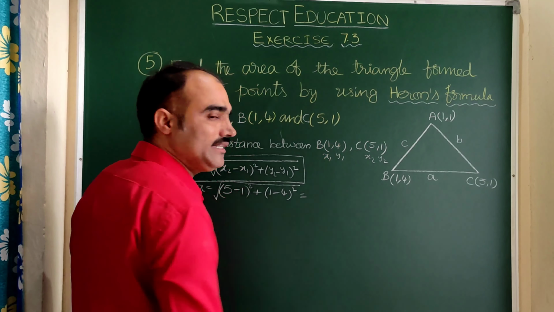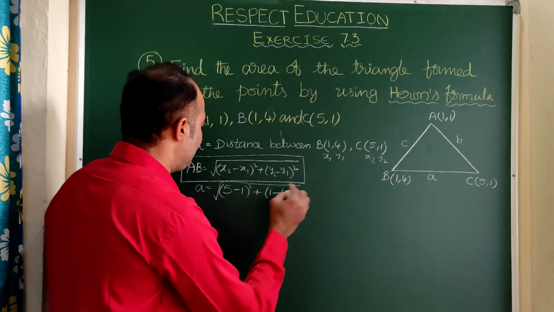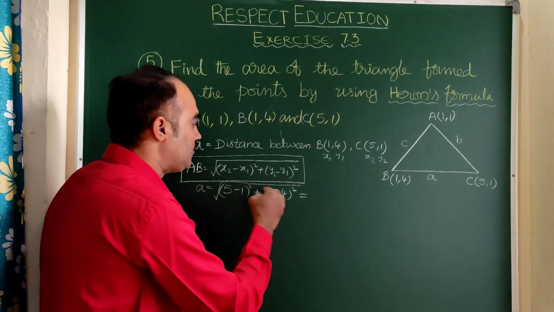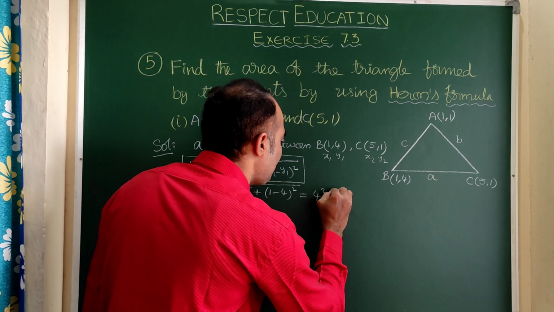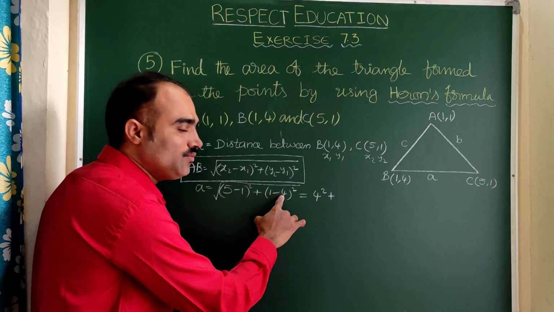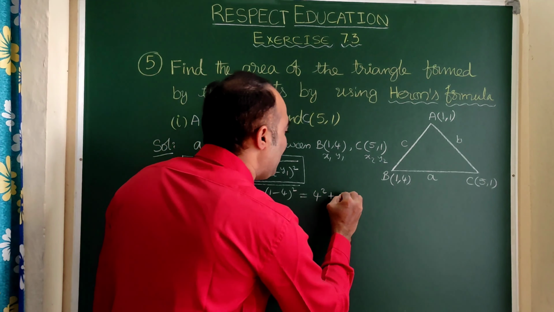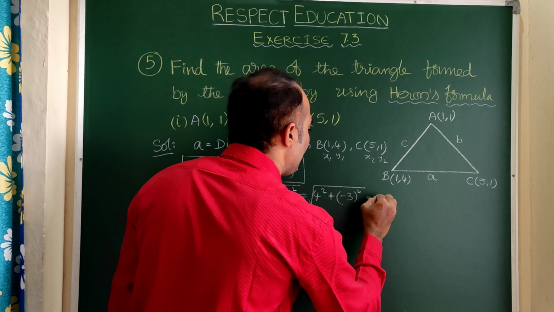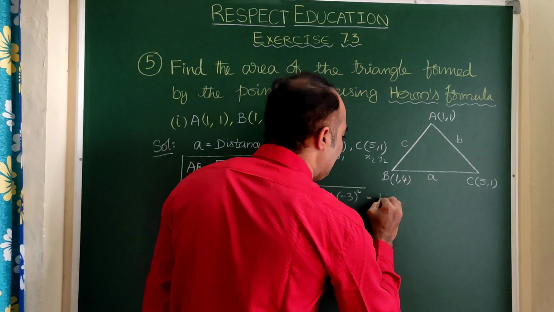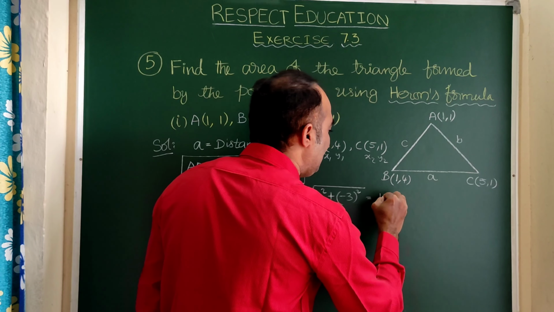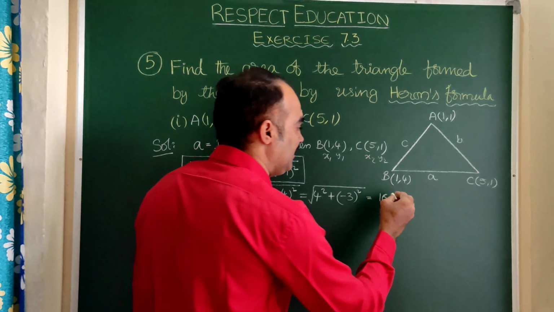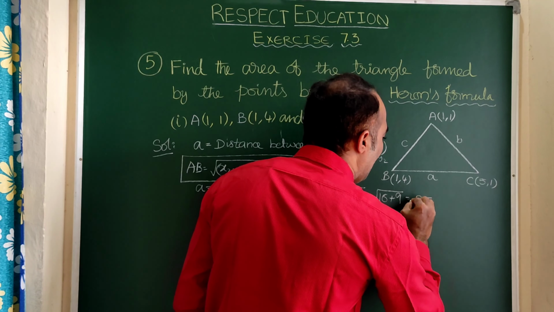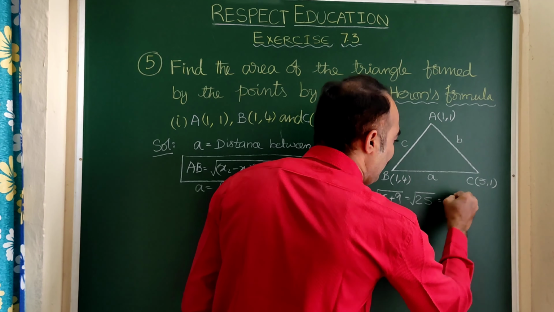So on simplification, here we get 5 minus 1 is 4, so it is 4 square plus 1 minus 4 is minus 3, so this is minus 3 whole square. This is under root. 4 square is 16, minus 3 whole square is plus 9. So 16 plus 9 is 25. Under root 25 is 5.